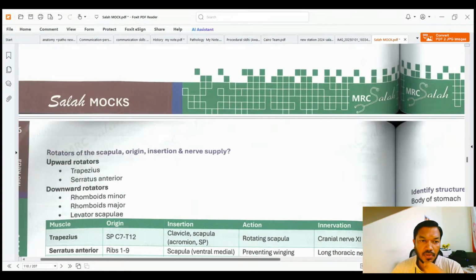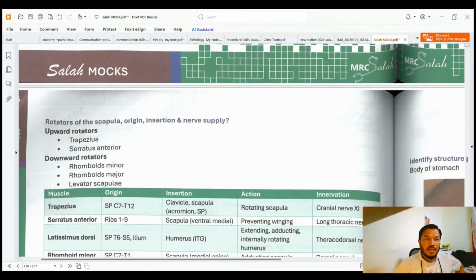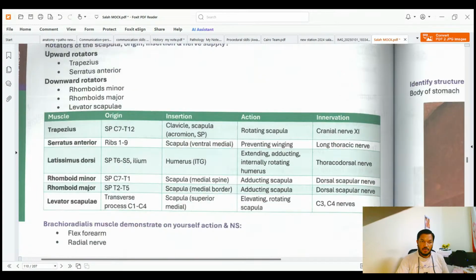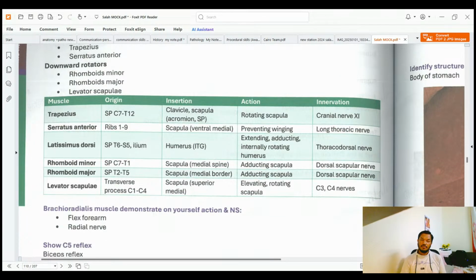Rotators of the scapula, upward rotators of the scapula. We have upward rotators, trapezius and serratus anterior, and downward rotators, rhomboid major, minor, and levator scapulae. Here we have to read origin, insertion, and nerve supply. So origin, trapezius: from spinous process cervical 7 to thoracic 12.